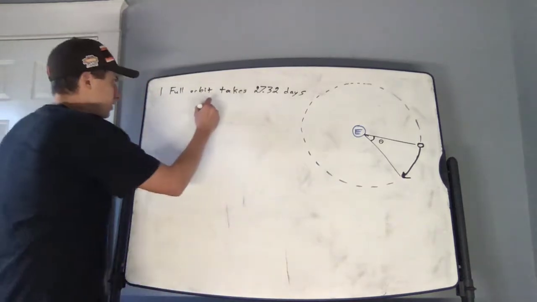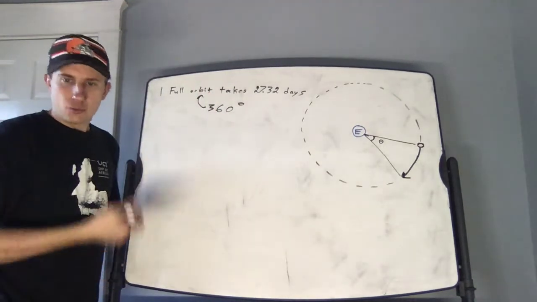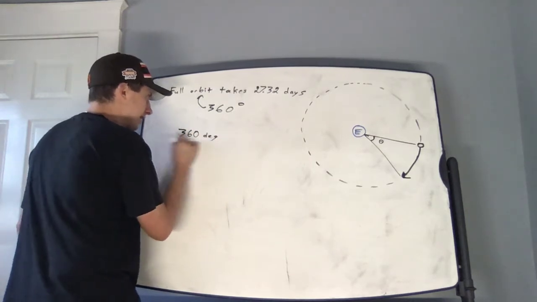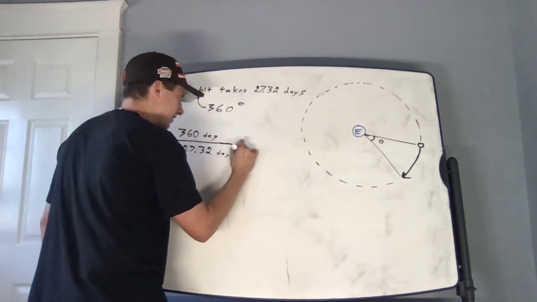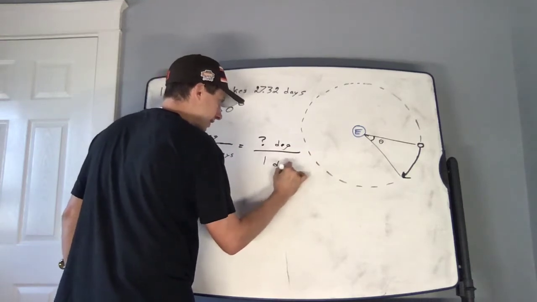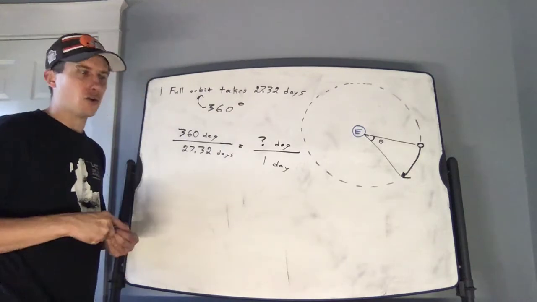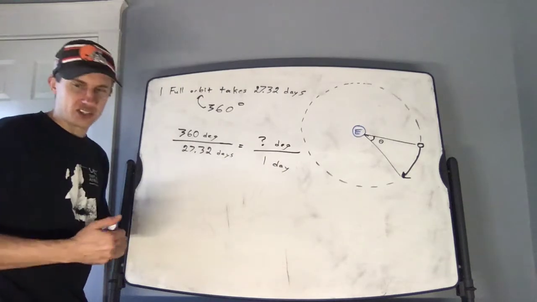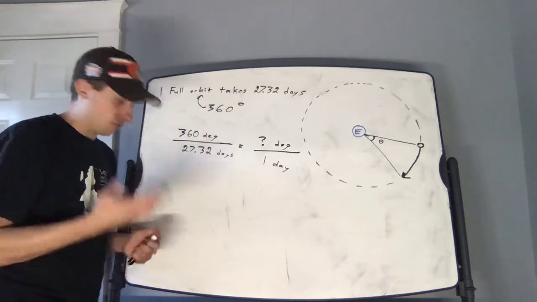Now, if I think of one orbit as 360 degrees, I could set up a ratio. I could say 360 degrees in 27.32 days is equal to how many degrees in 1 day. So at this point, I set up a ratio. If I want, I could cross multiply, or I could just bring the day to the other side, however you want to solve the math of this problem, to find the angle that the moon travels through in 1 day.